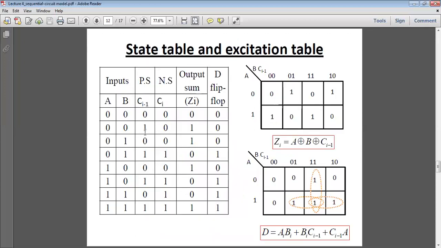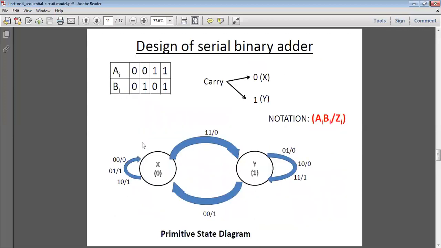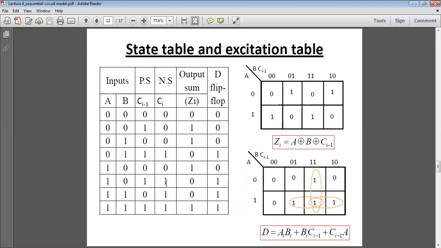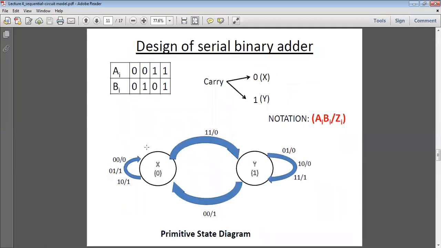For 0 0 1, the next state is 0, since 0 0 with carry 1 gives no carry. Then 0 1 0, that is 0 1 with carry 0. What is the next state? 0.